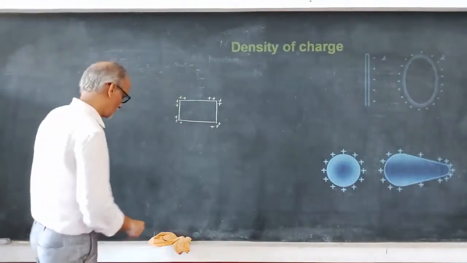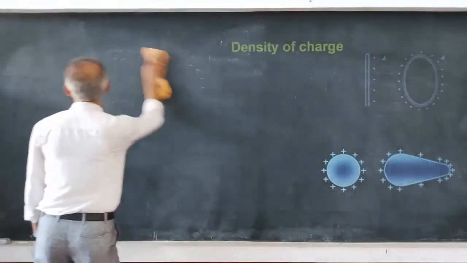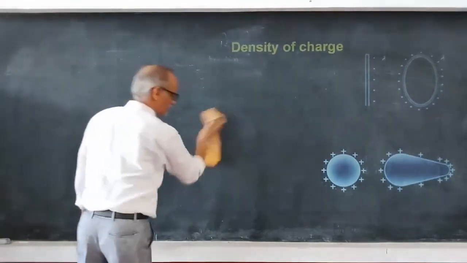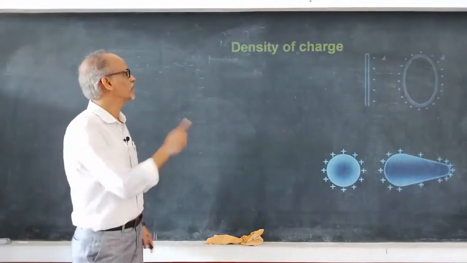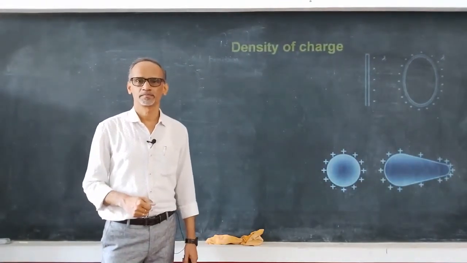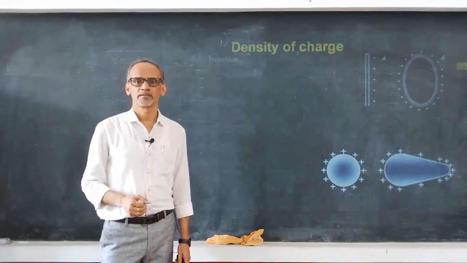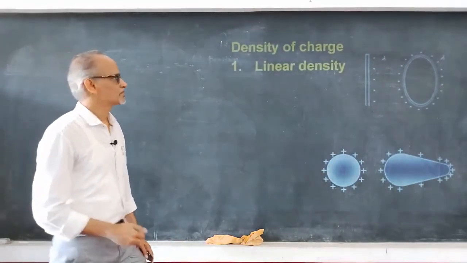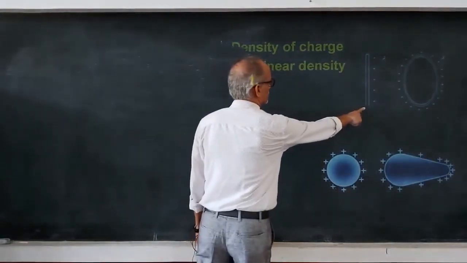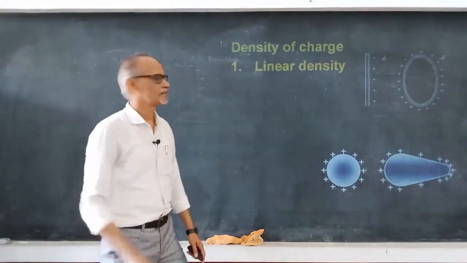Okay. Now once the charges are distributed, we can always calculate the concentration of the charges using a quantity called density of charge. Depending on the shape of the body, we measure three types of densities. Which are the three densities? First one is called linear density of charge, which is measured in the case of a thin conductor. It can be a thin ring also. Can you see that? There is a ring, like this.